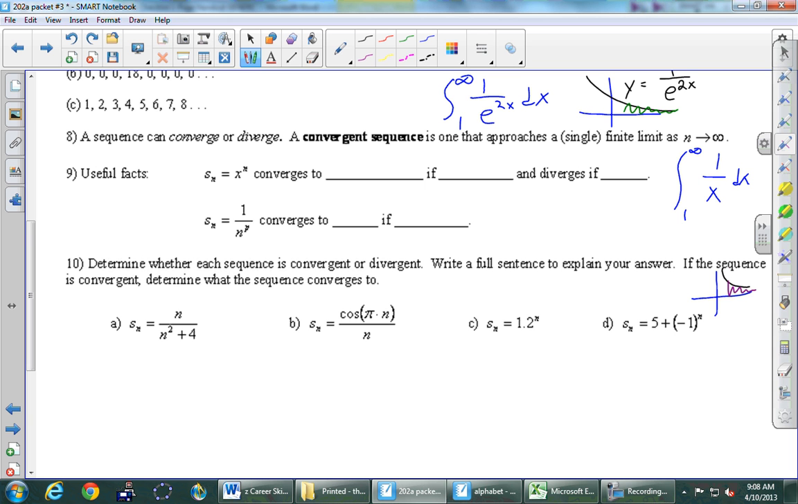And what word did we use when the area was finite? Converge. And when the area is infinite, diverge. So it's the same words. They still mean the same thing. If you get a finite number, then we say that the sequence converges. If it goes to infinity, or some examples are going to actually have several different finite numbers that the sequence kind of oscillates through, then we say it diverges.